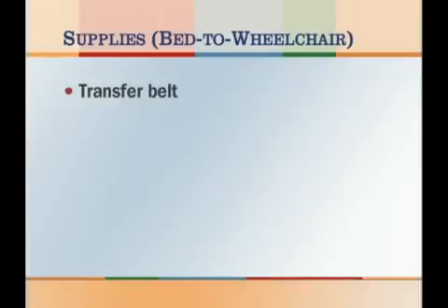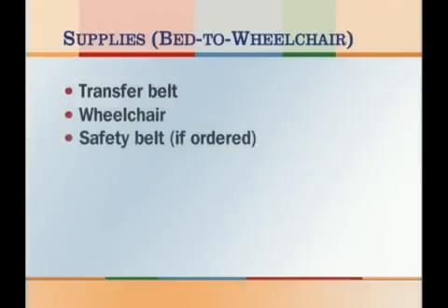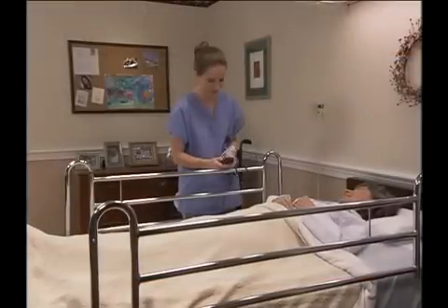To transfer a person from bed to wheelchair by yourself using a transfer belt, begin as usual by gathering your supplies, which in this case are a transfer belt, a wheelchair, a safety belt if ordered, and a lap blanket if needed. Lower the bed to its lowest position.